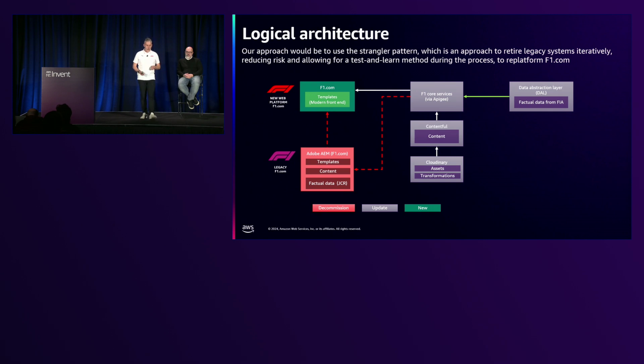Now, you have the choice to deliver these changes in a big bang approach, so create the new system and then switch over when it's ready. We know it's risky. Or you can do it in a test and learn iterative approach, which is the choice we made, and which is also the one represented on screen. On the bottom left, you see the legacy system that had a number of capabilities in it, as I mentioned: content editorializing, templating, ingestion of the FIA official data, teams, drivers, circuits, whatever.